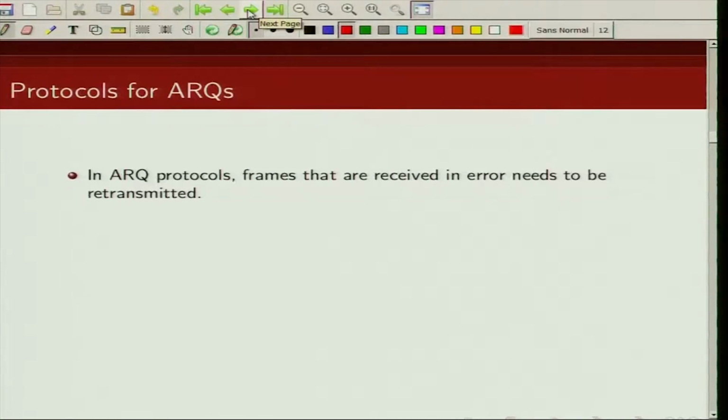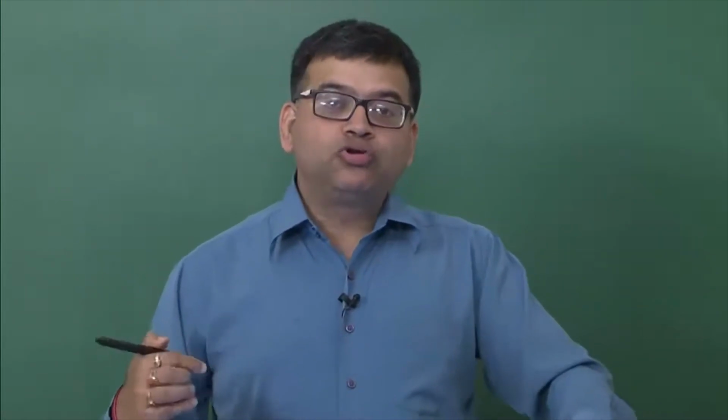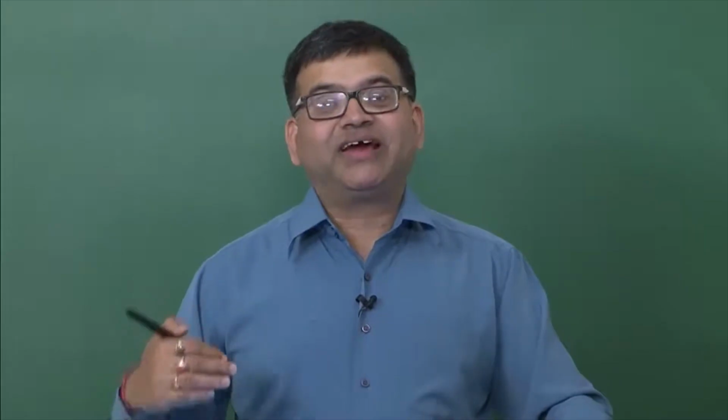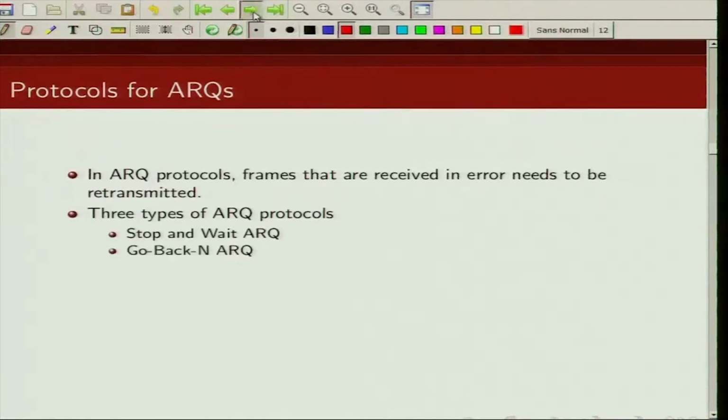Now that we have explained what an ARQ scheme is and the role played by the error detecting code, let us talk about the different protocols that we can employ when a packet is detected to be in error. What are the different ways in which we can do retransmission? As you know, in ARQ protocols, if the frames are received in error, we need to retransmit those frames or packets. So, we are going to talk about 3 different protocols for ARQ.